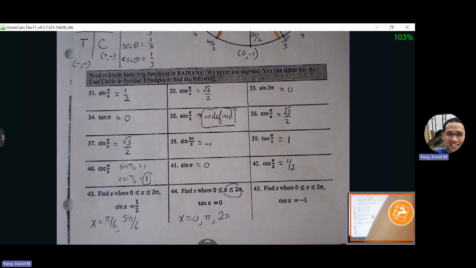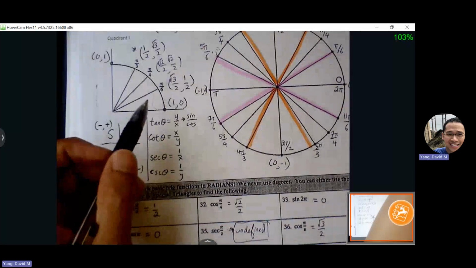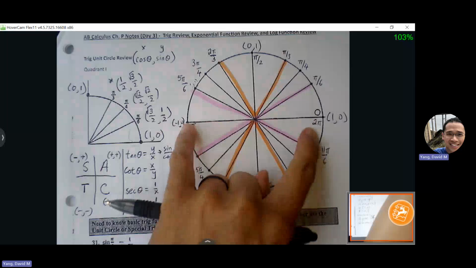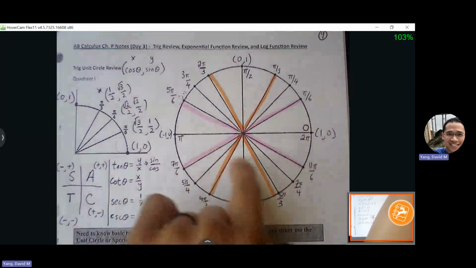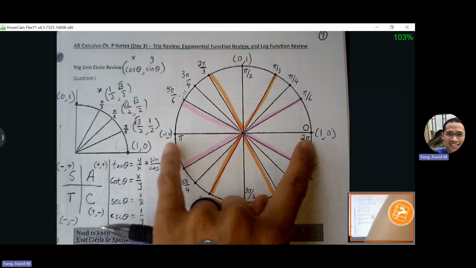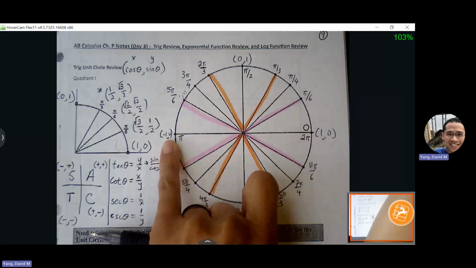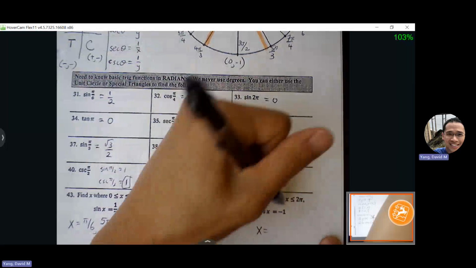Okay, when is cosine equal to -1? We know that cosine is the x value, right? The x values along my x and y axis. So -1 is going to be at pi, and that's it, at least between 0 and 2 pi.